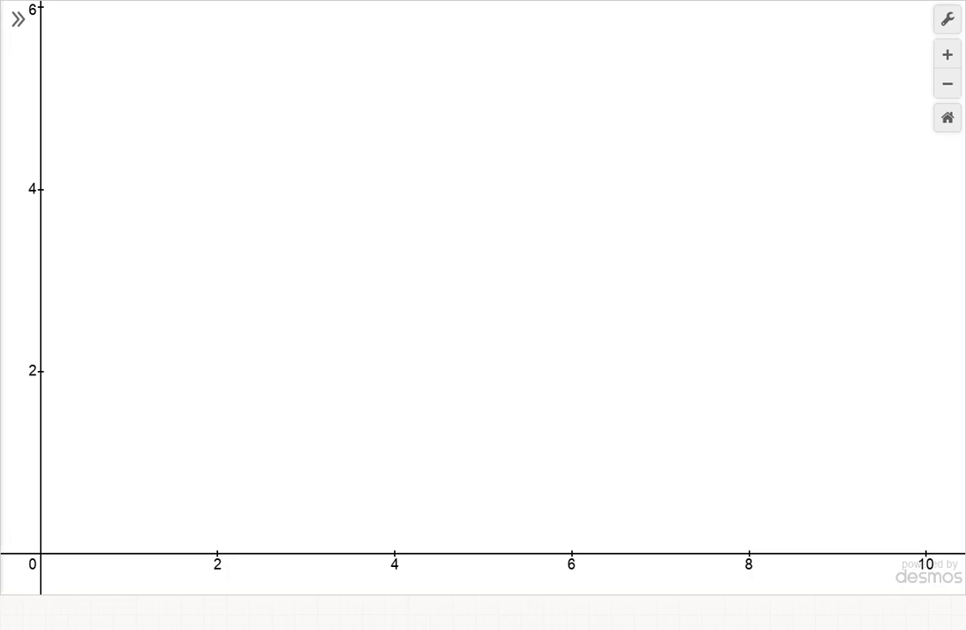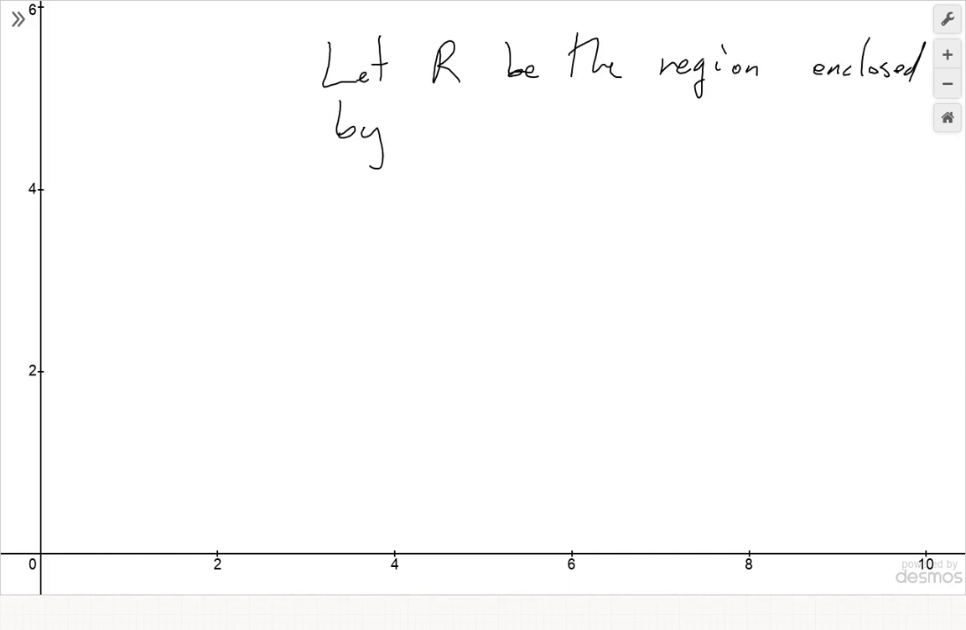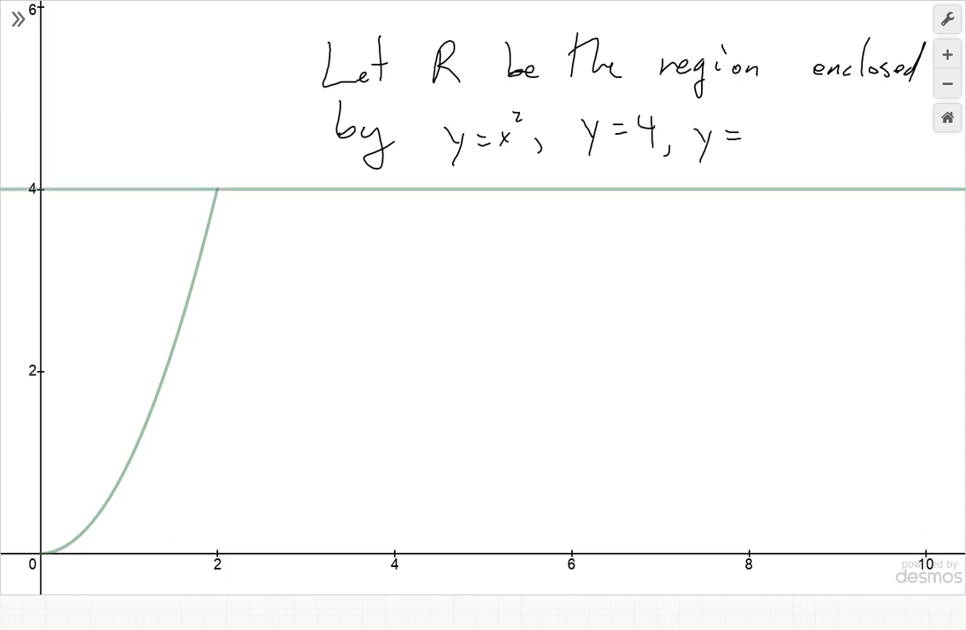So let me show some examples of rewriting integration bounds. So first let's consider R. Let R be the region enclosed by the graph of y equals x squared, y equals 4, and then y equals 0, and x equals 0. So that's this little region to the left.